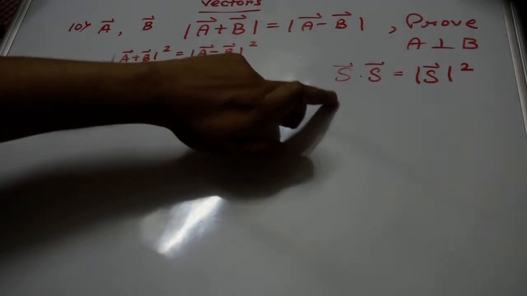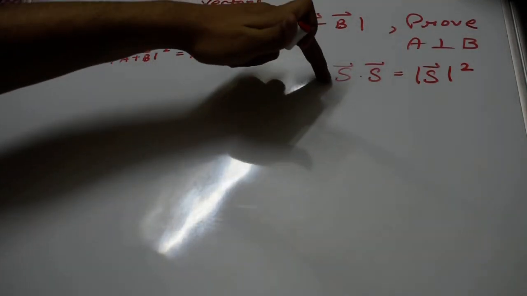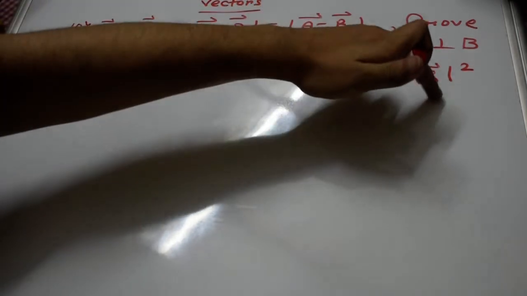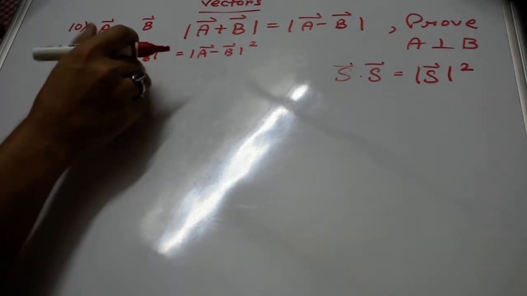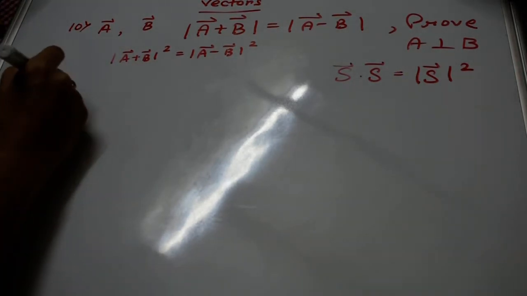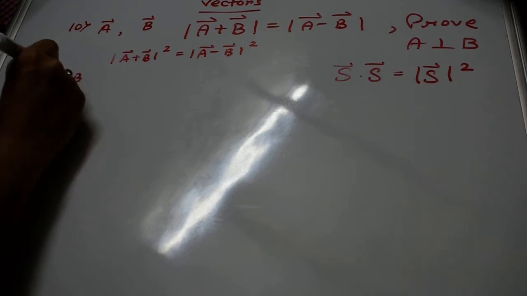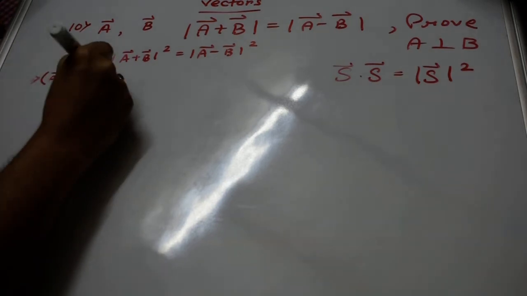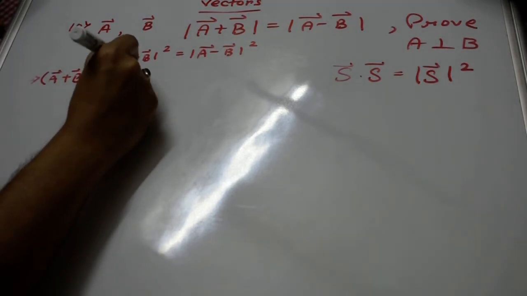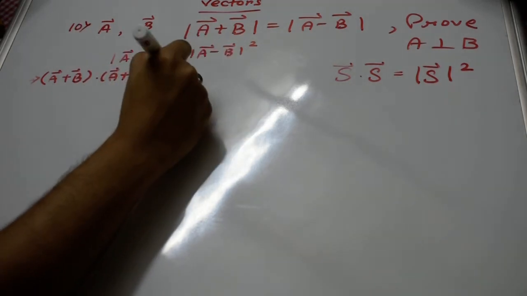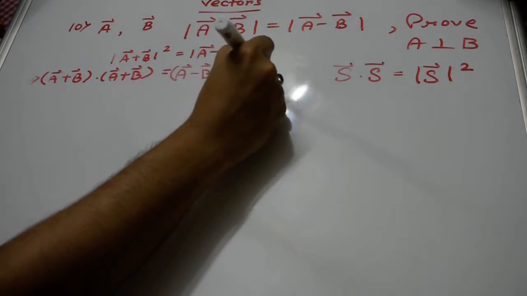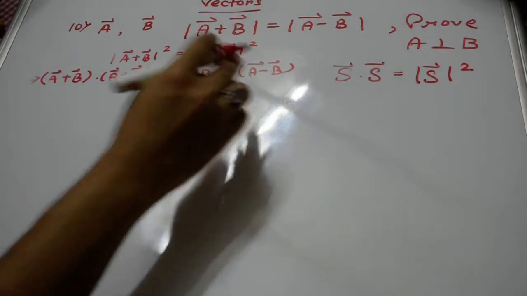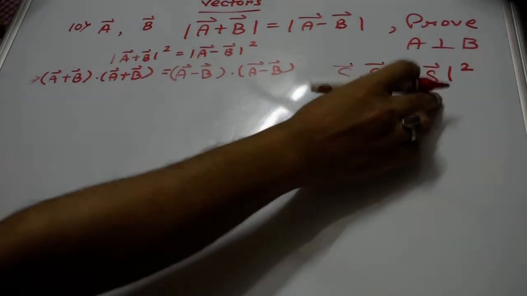So if there is a vector S, and we take the self product of the vector, that is, the dot product of the vector with itself, it is equal to the magnitude of the vector's square. So here we have the magnitude of the vector square. So this is basically vector A plus B dotted with vector A plus B. Similarly, this is vector A minus B dotted with vector A minus B.